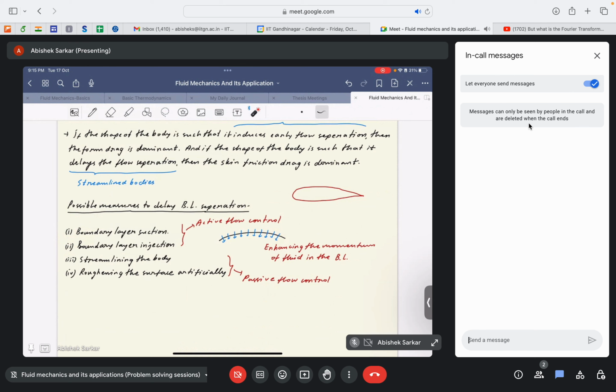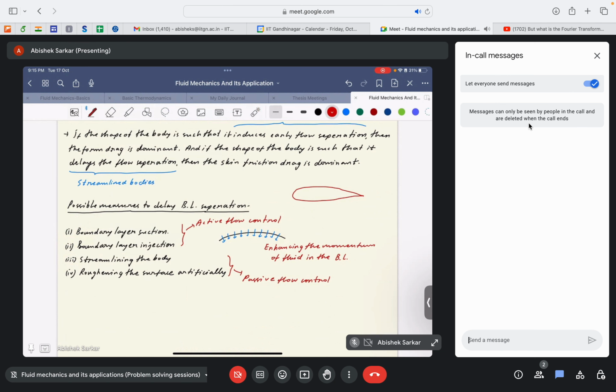This is exactly what is being done in the case of the dimples on golf balls. They enhance the momentum transfer so that they energize the boundary layer, so that the boundary layer does not separate easily. What you can do is streamline the body to delay the boundary layer separation, or roughen the surface artificially. This is passive flow control. This is basically what is done in the case of golf balls.